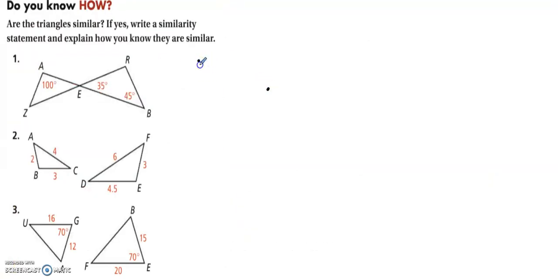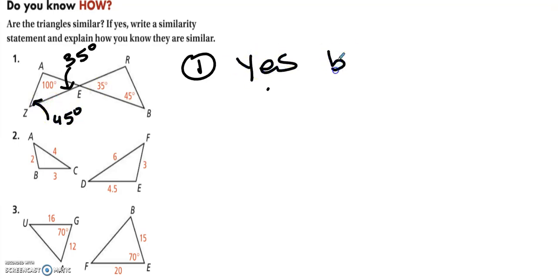Alright, so let's do this. Number 1. Are the triangles similar, yes or no? Alright, so I haven't been given any sides, so it's got to be angle-angle if it's going to be anything. I know that angle is 35 degrees because it's vertical to the other 35-degree angle. And then the other angle has to be whatever 180 minus 135 is, which is 45. So this angle has to be 45. So number 1, yes, by angle-angle similarity.